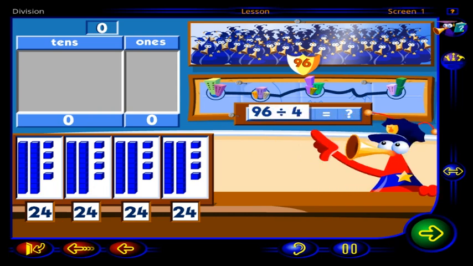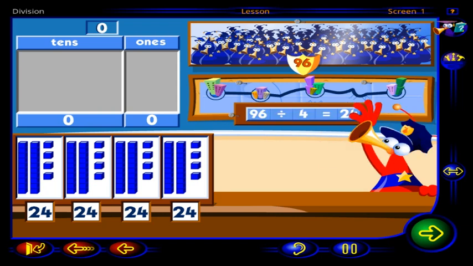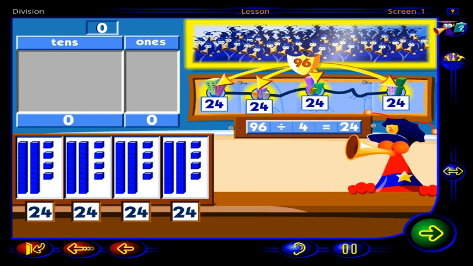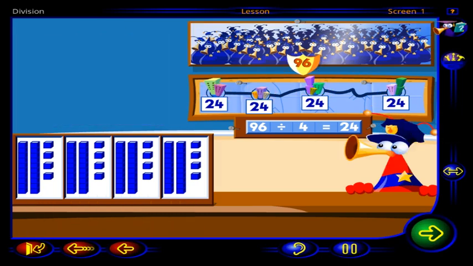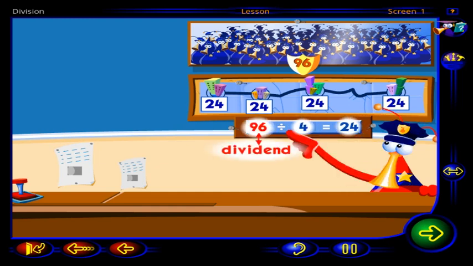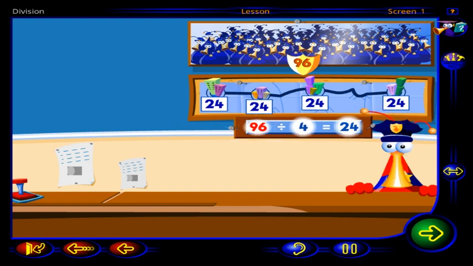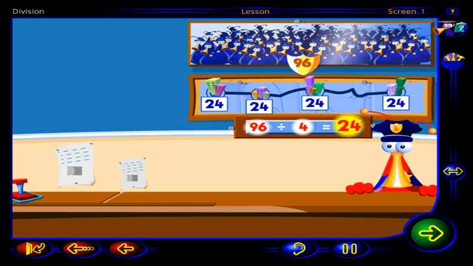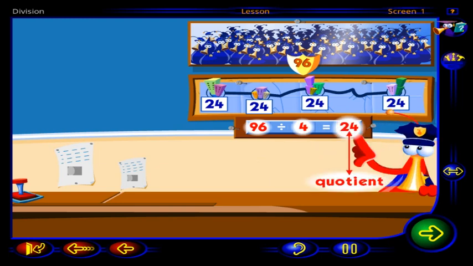96 divided by 4 is 24. So, you can send 24 police officers to each town. Click on each number in this number sentence. The number we are dividing, 96, is called the dividend. The number we are dividing by, 4, is called the divisor. The number we get when we divide, 24, is called the quotient.